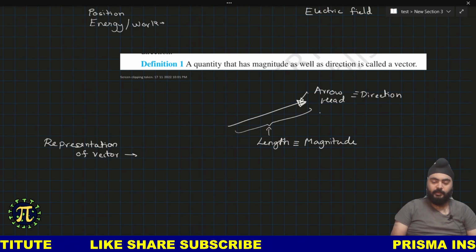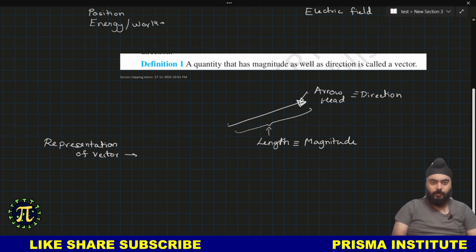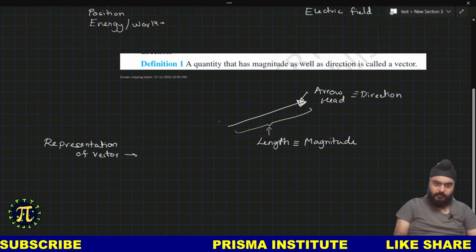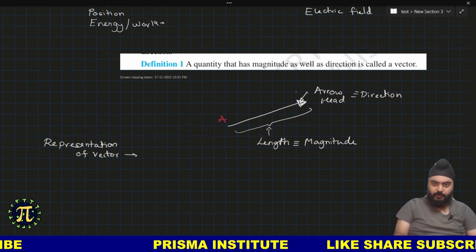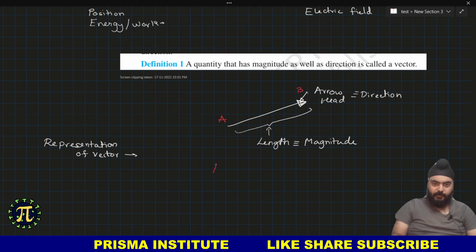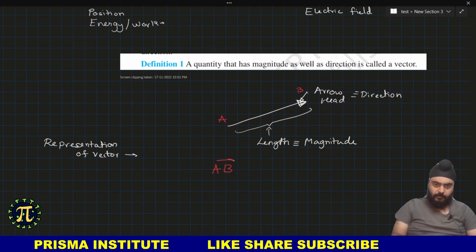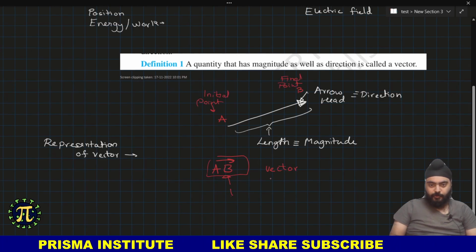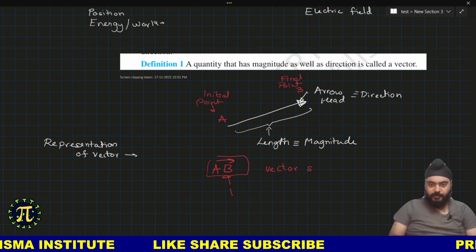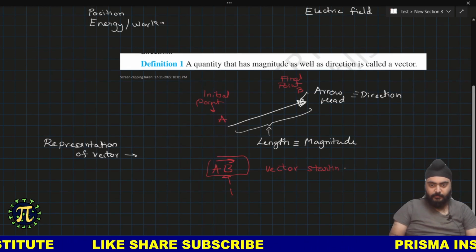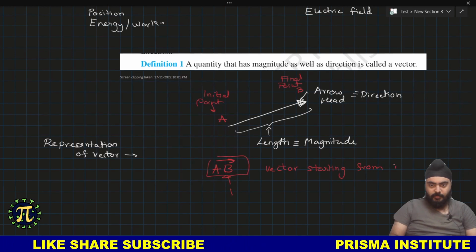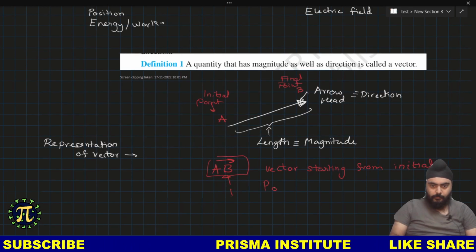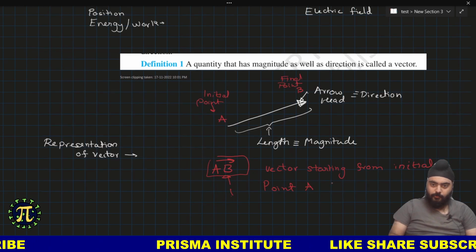We can draw a straight line and an arrow, or we can represent a vector by naming it. We can give the initial point the name A and the final point the name B, and call it the AB vector. So it is a vector starting from initial point A to final point B.